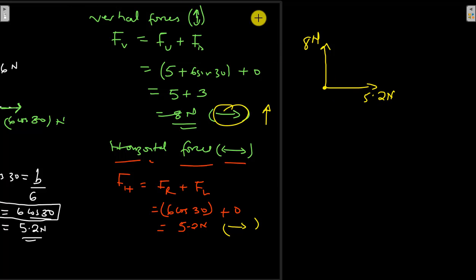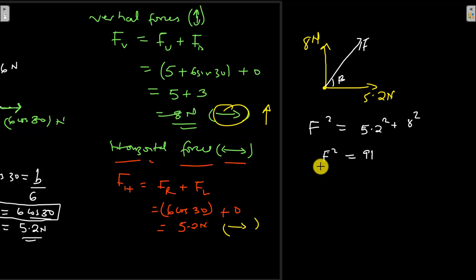Our resultant force is going to be in this direction. Let's call that F. Let's give this angle beta. So I will not repeat the process here. We know that F squared equals 5.2 squared plus 8 squared. So that means F squared equals, let's just calculate that on the calculator here. Okay, this is 91.